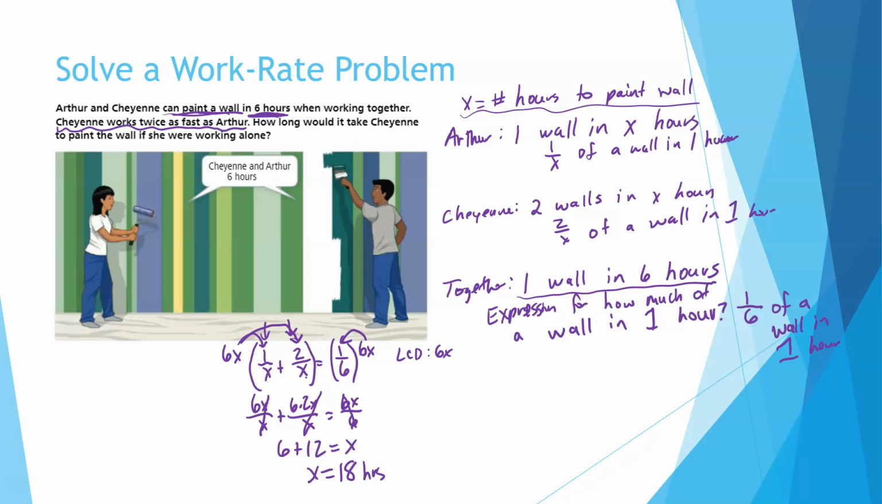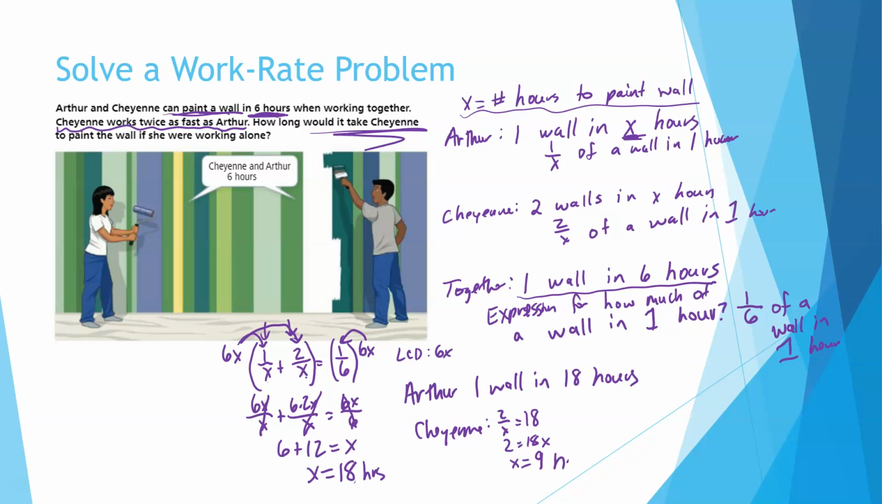What that means is that, or sorry, that's not what they get working together. That's this x. So Arthur can paint one wall in 18 hours. Okay, but they actually wanted to know Cheyenne. So remember, Cheyenne was 2 over x. So she can paint 2 walls in x hours. So 2 over x equals 18. So I'd get 2 equals 18x, so x equals 9. So it takes Cheyenne 9 hours is the final answer.